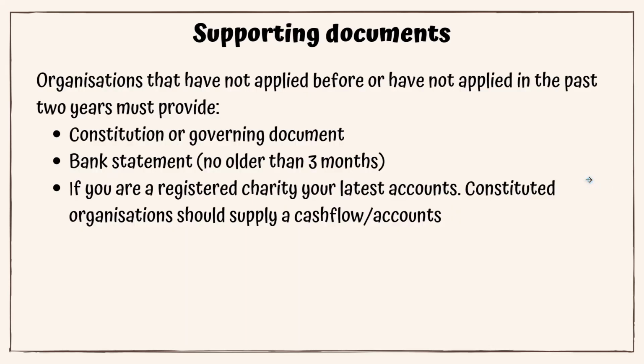And then it'll ask you for some supporting documents. I know, again, this was mentioned at the beginning, particularly if you haven't applied to One Community before, they want to see a little bit more background information. So they'll ask for your constitution or governing document, whatever is relevant to your group. They'll ask to see a bank statement to confirm that it's in the name of your organisation. And if you are a registered charity, you'll have to submit your latest accounts as well.